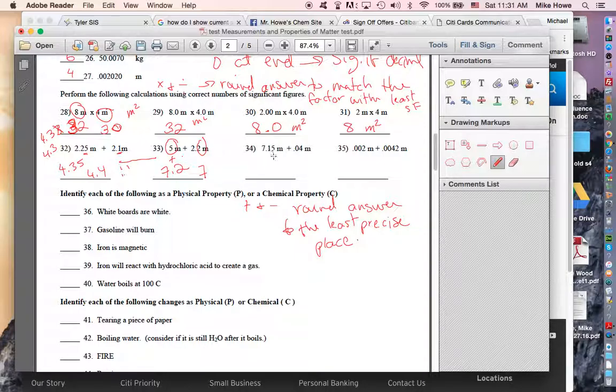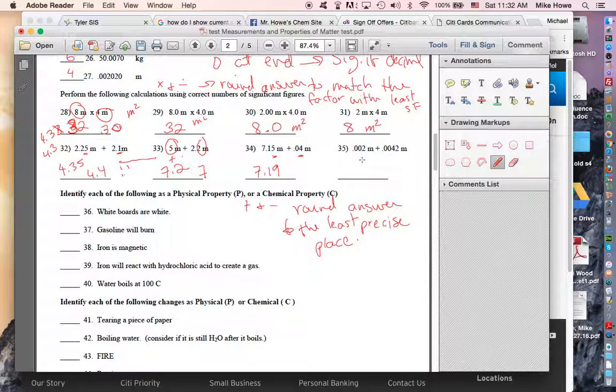Okay, here you got a 5 in the hundredths place and a 4 in the what place? That's hundredths also. So you add them together, you get 7.19. Since they're both in the hundredths place, you just leave your answer alone, because the 9 is also in the hundredths place. Then you got 0.002 and 0.0042.